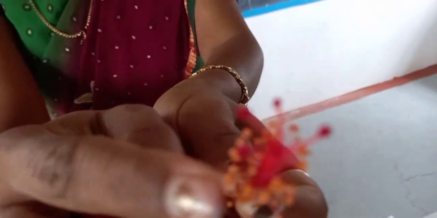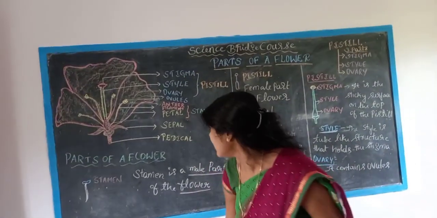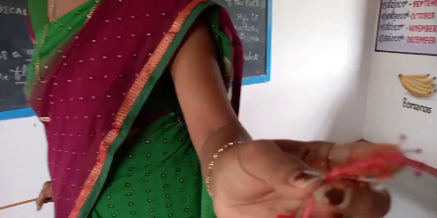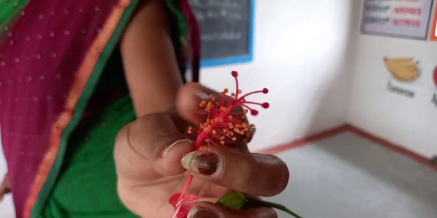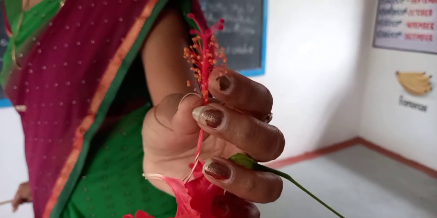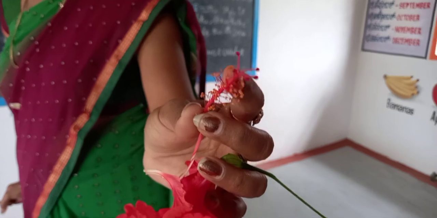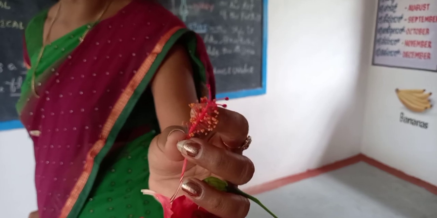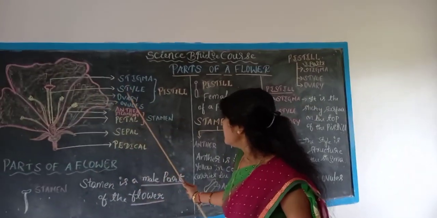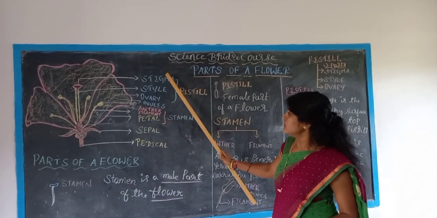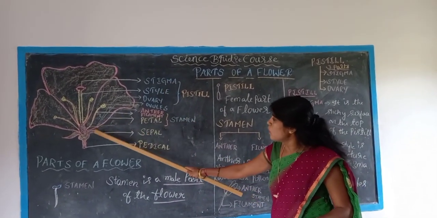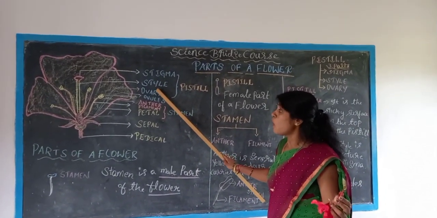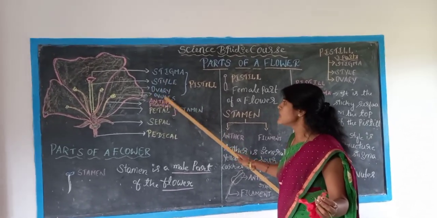This yellow color is called the anther, and the small thread-like structure which bears this yellow anther is called the filament. Everybody understood this? If you see the stigma, style and ovary, I already showed it in the flower. The ovary contains ovules.